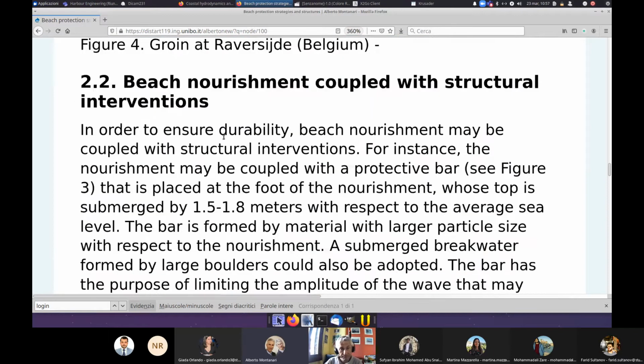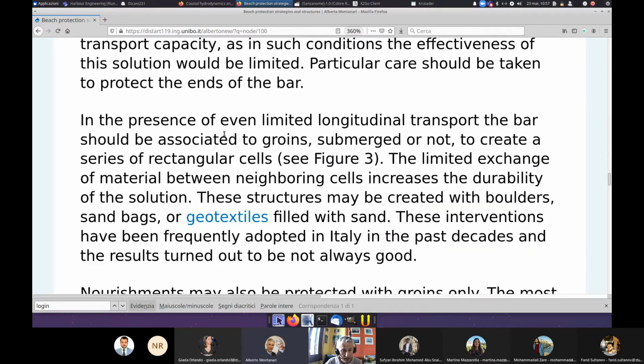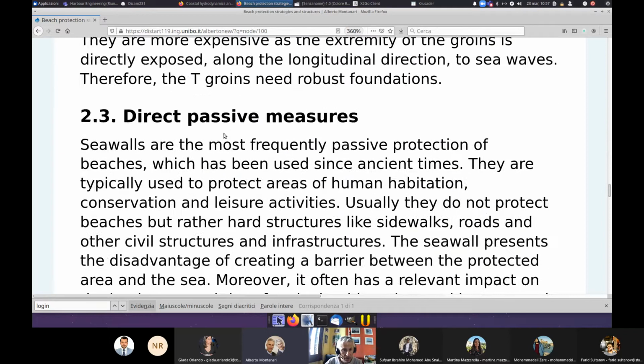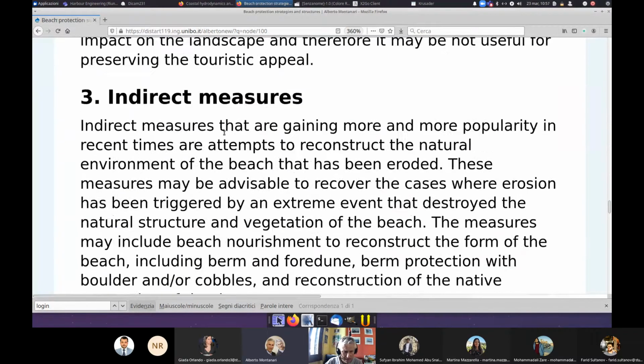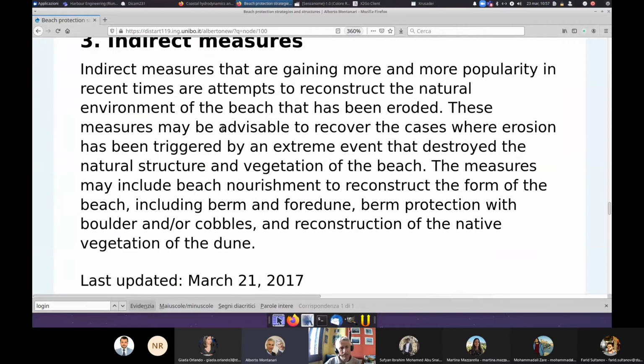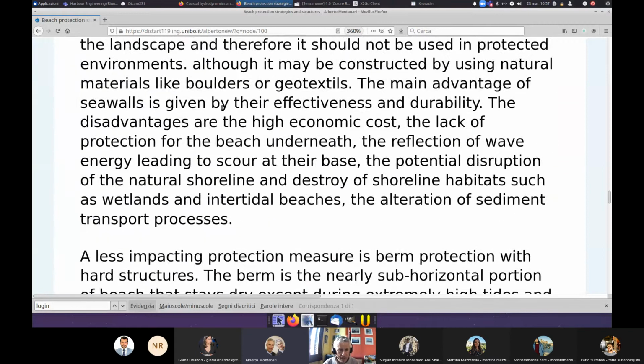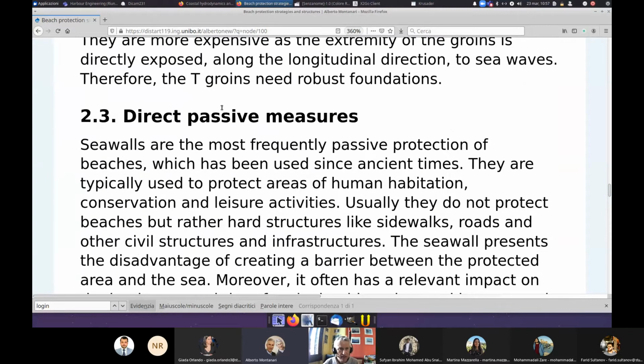Okay, I think we can close here. Let me see. I think that here is something that we already discussed. It is discussing berm protections and other measures like revetments, but we already discussed them. The discussion that we had today so far, as you see, is mainly descriptive. It's an introduction to beach and harbor protections.